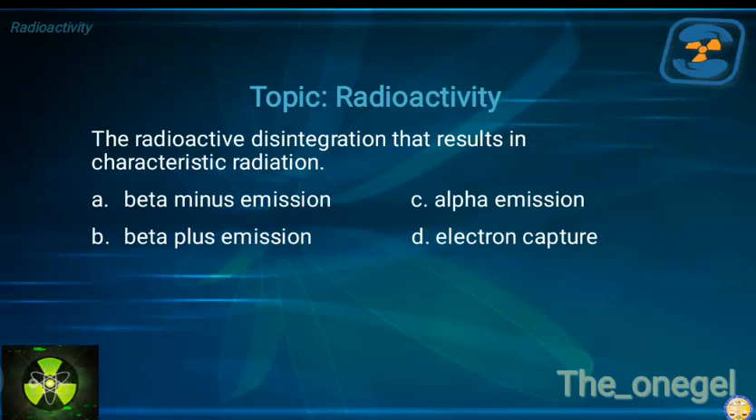The radioactive disintegration that results in characteristic radiation. Is it letter A, beta emission, beta minus emission? Letter B, beta plus emission? Letter C, alpha emission? Or letter D, electron capture?